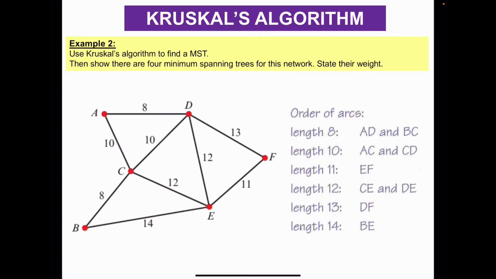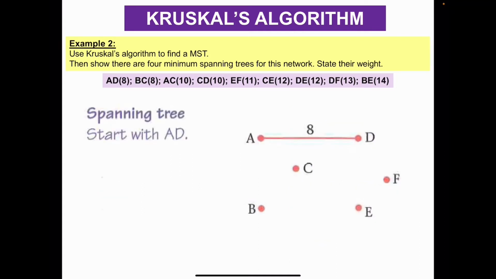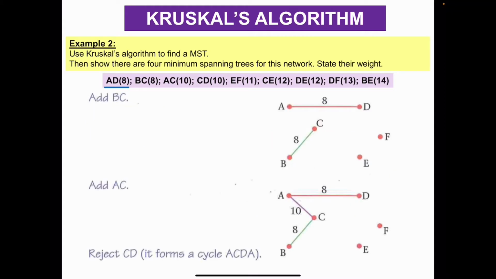So in this case you will have the length of 8, you have 2 arcs, and the same is true for length of 10 and length of 12. And then you start with the shortest one. So I order them like this so I can see them, and then I will keep adding. So AD is there, it's the shortest one, and then I can add BC as well, because it's also the same weight of 8 and doesn't form the cycle.